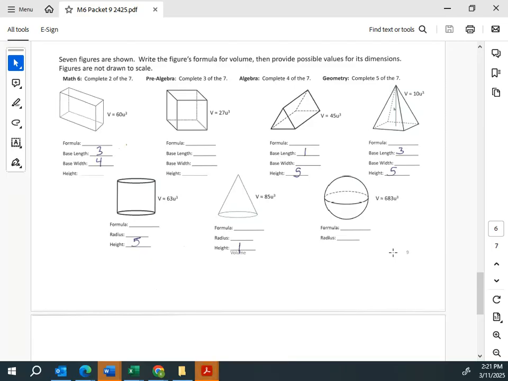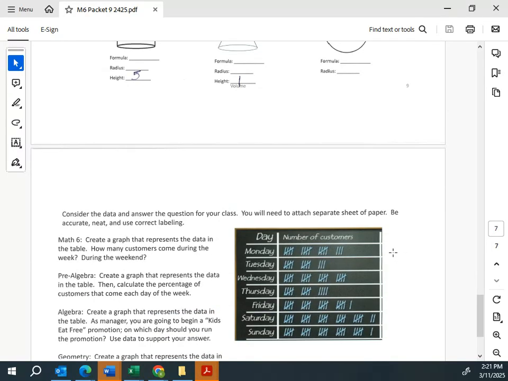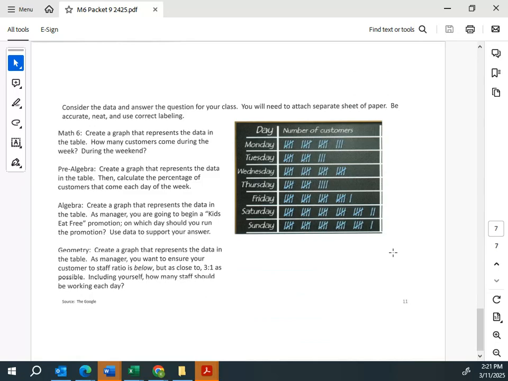And our last page is our graphing page. So this says, consider the data and answer the question for your class. You can attach a separate sheet of paper, just staple it on the back, or you can use this empty white space. I'm just going to use this as my example.